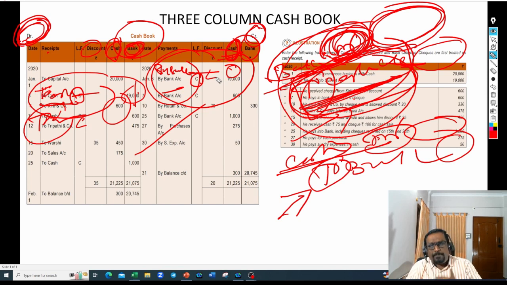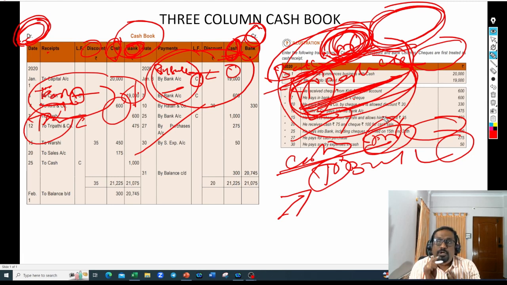One is when I deposit the cash or the check into the bank, that time contra entry will come. Second, when I withdraw cash from the bank for office purpose, that time also contra entry will come. In these two scenarios you get contra entry because the entry will be cash account debit and bank account credit, or bank account debit and cash account credit. In these two scenarios, you get contra entry into the books of accounts.